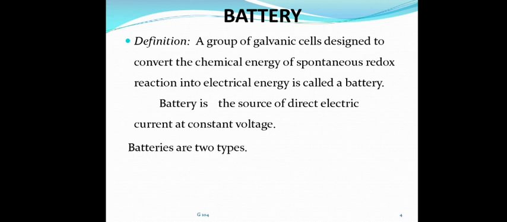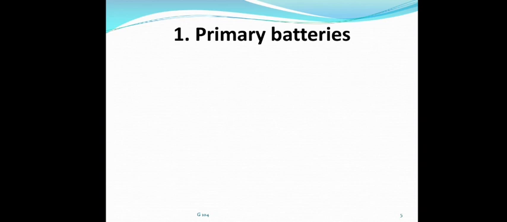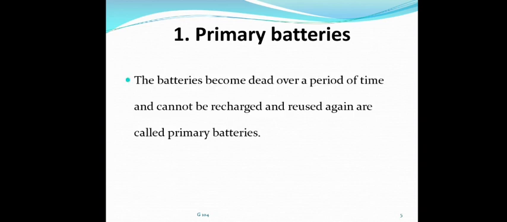Batteries are of two types. We are going to study two types of batteries: primary battery and secondary battery. So are you able to follow? Primary battery and secondary battery. Let us know about primary battery. What do you mean by primary battery?